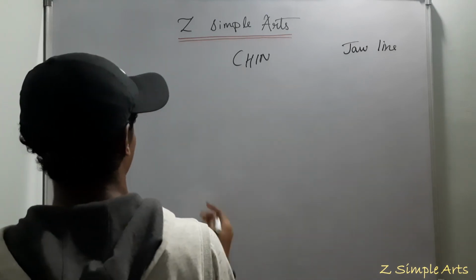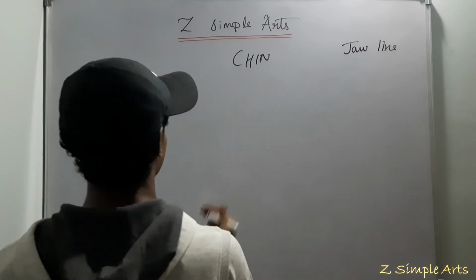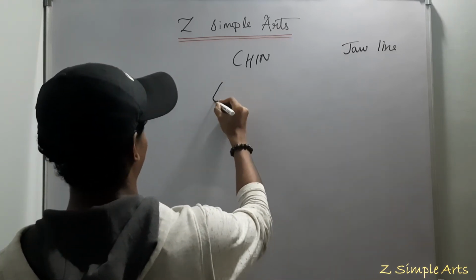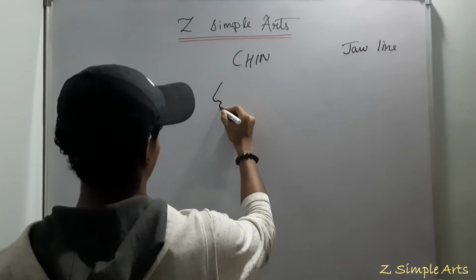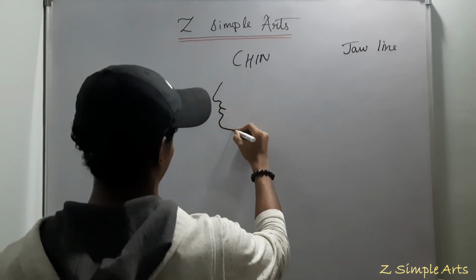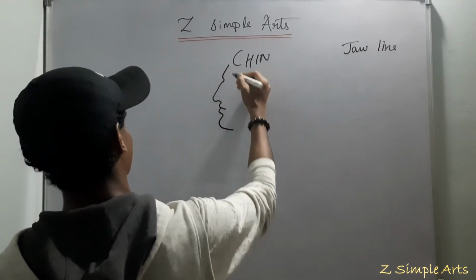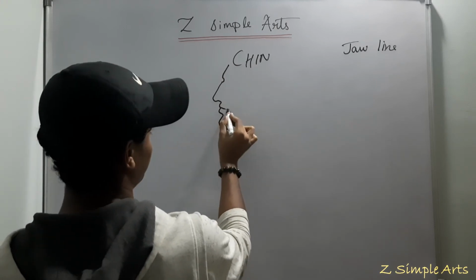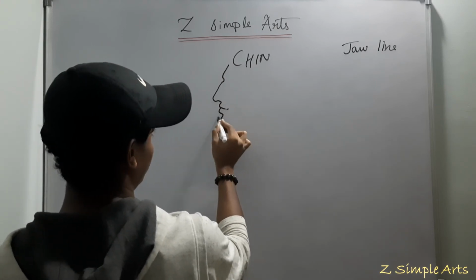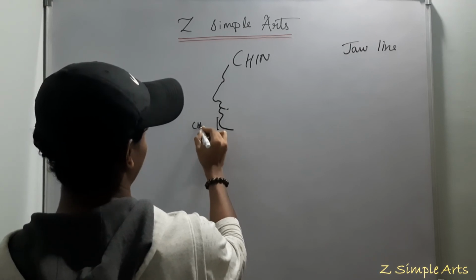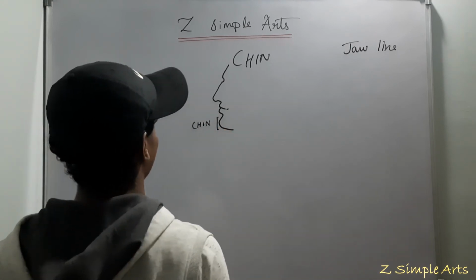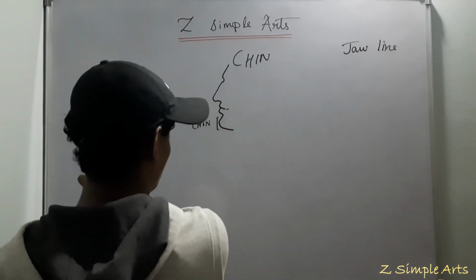What is chin? The part which is just below the lip. As you can see, when we look at it from the side angle, this is a nose and this is a lip, and the one which you see here, chin. So how to draw it?